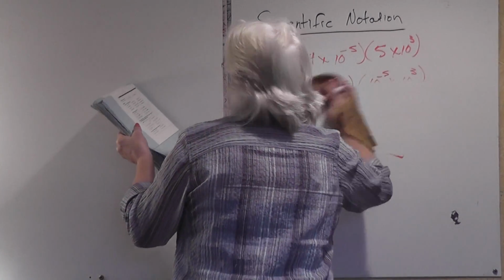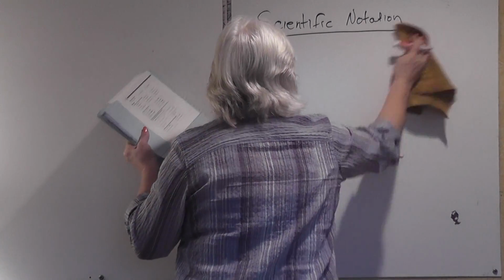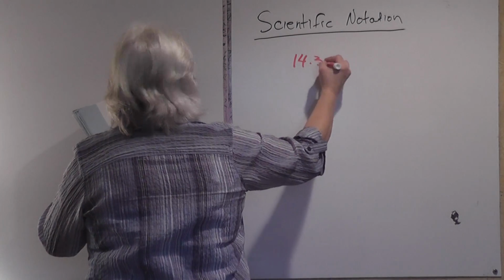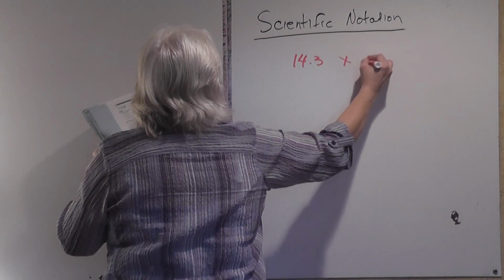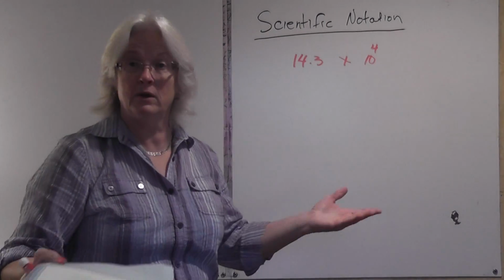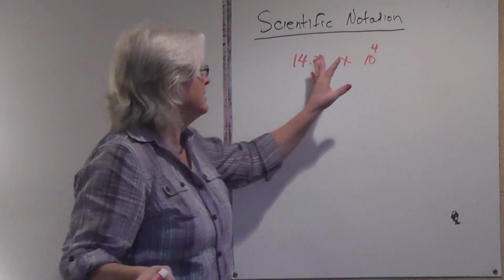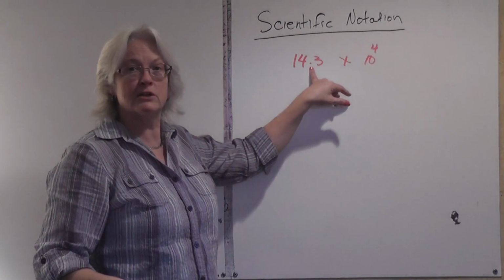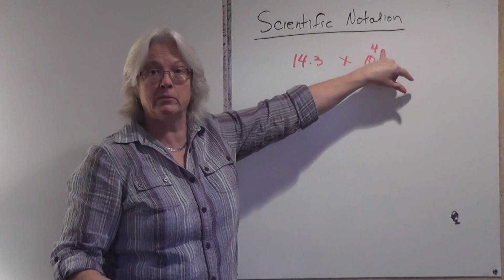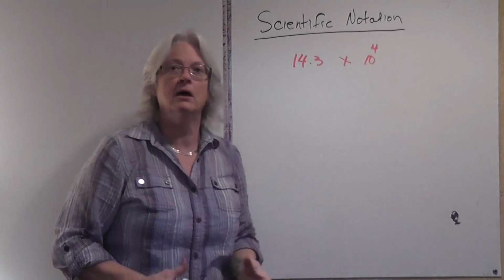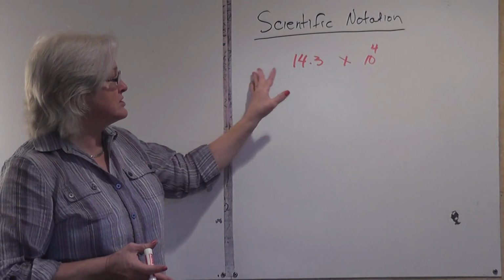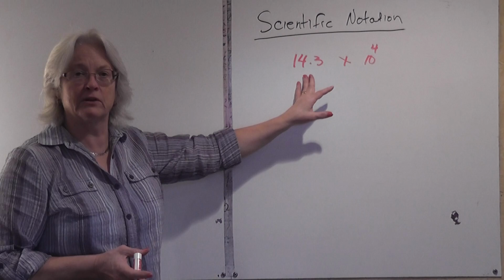This is problem 27 from section 7.7. 14.3 times 10 to the 4th. Okay, we know what we do to make this into standard notation. We're going to take our decimal point. We're going to move it 4 units to the right because we're multiplying by a positive power of 10. However, that's not what our instructions tell us to do for this problem. Our instructions say, write this number in scientific notation.